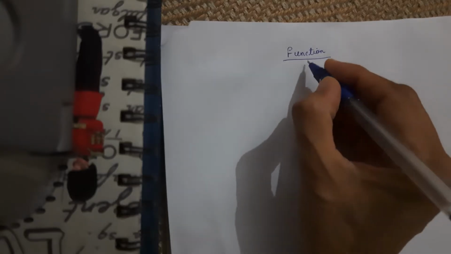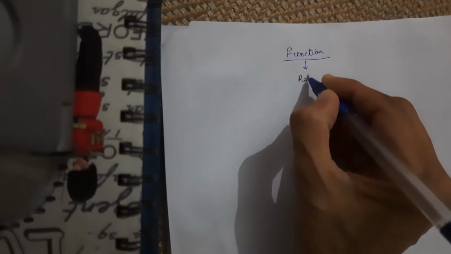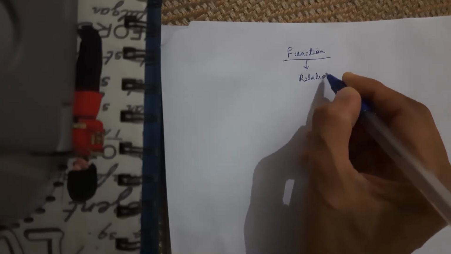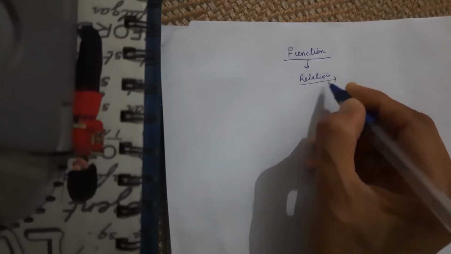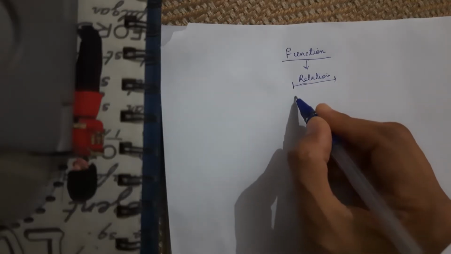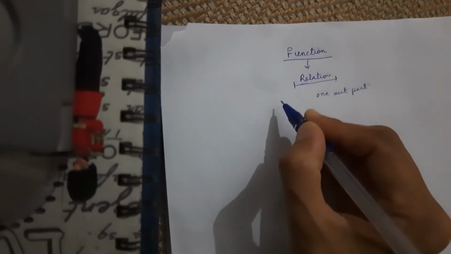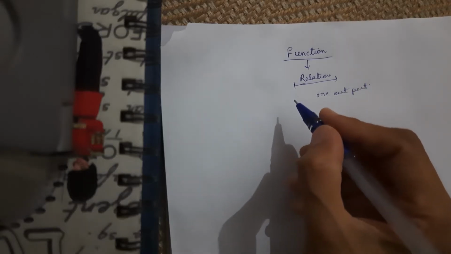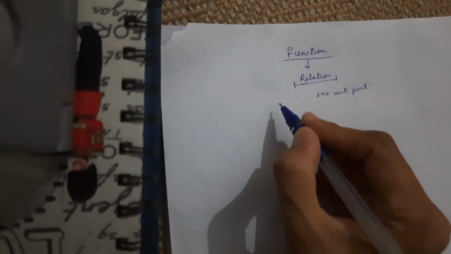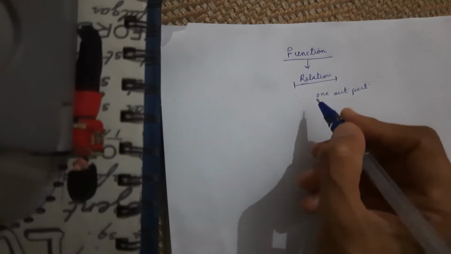In the previous lecture we have already seen that a function is nothing but a relation, and this relation satisfies a certain condition, which is that it gives exactly one output for one input. So it won't give you two outputs for the same input. That is not a relation.